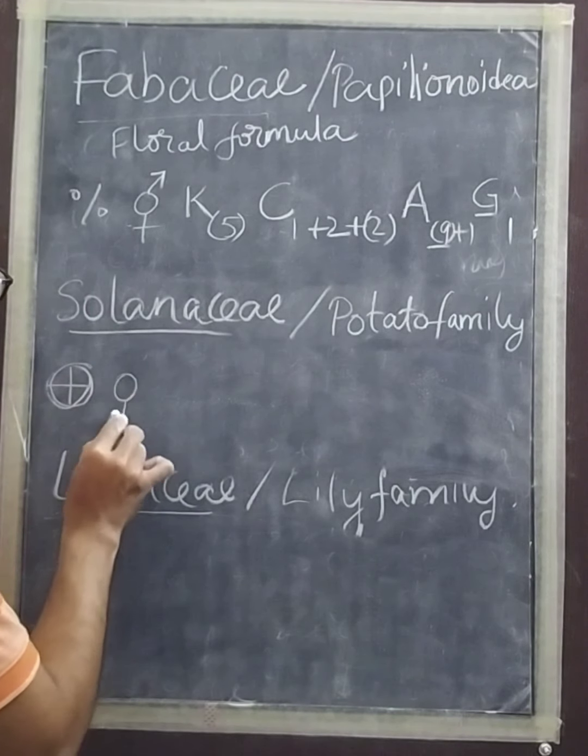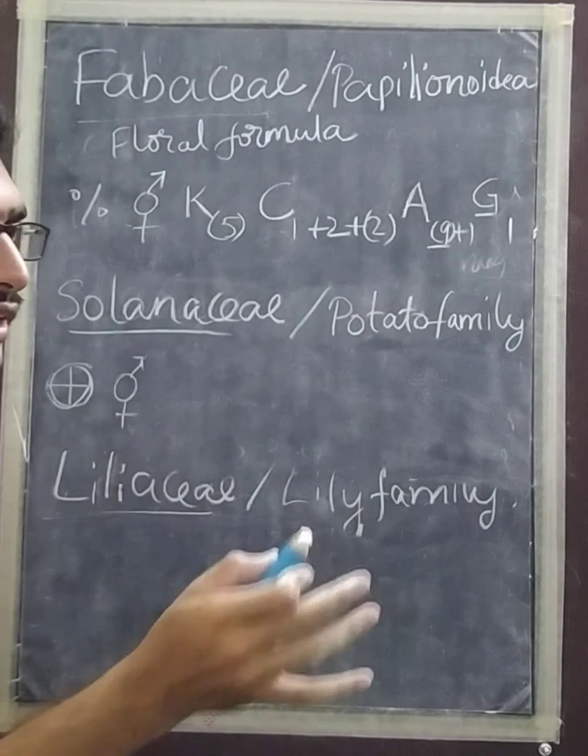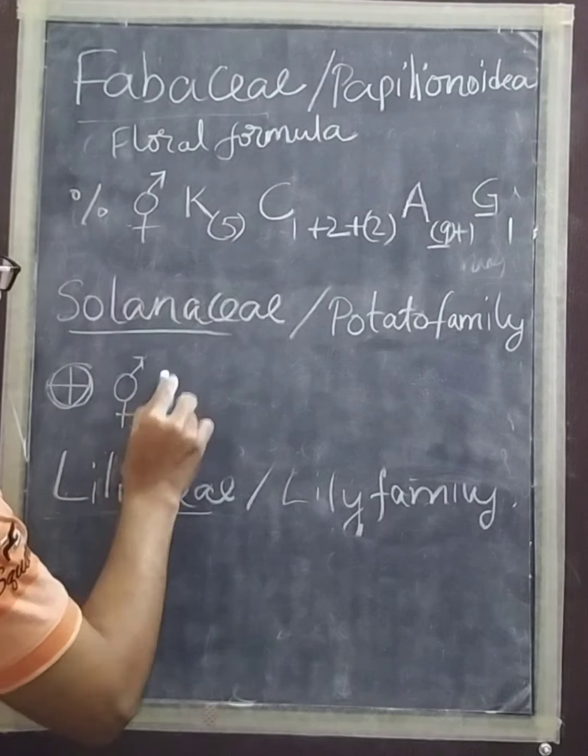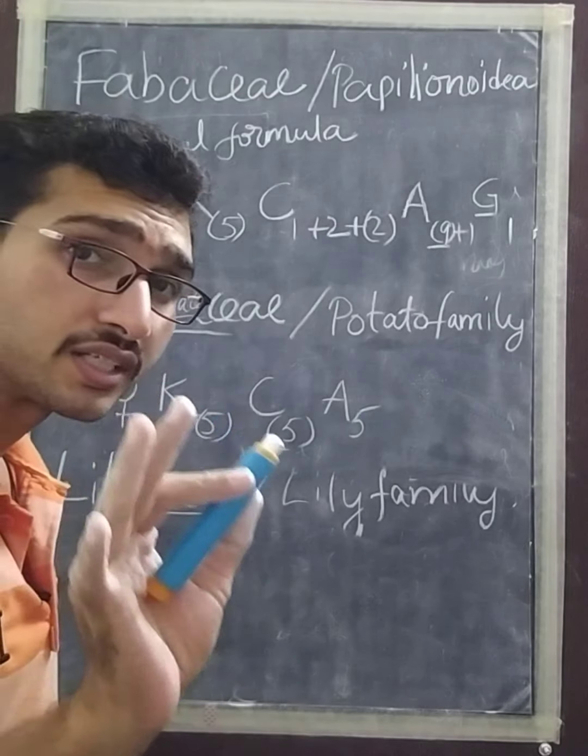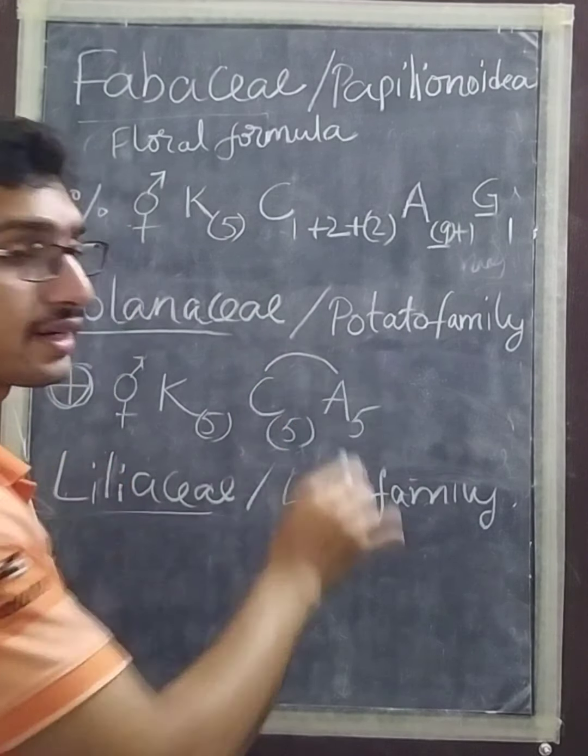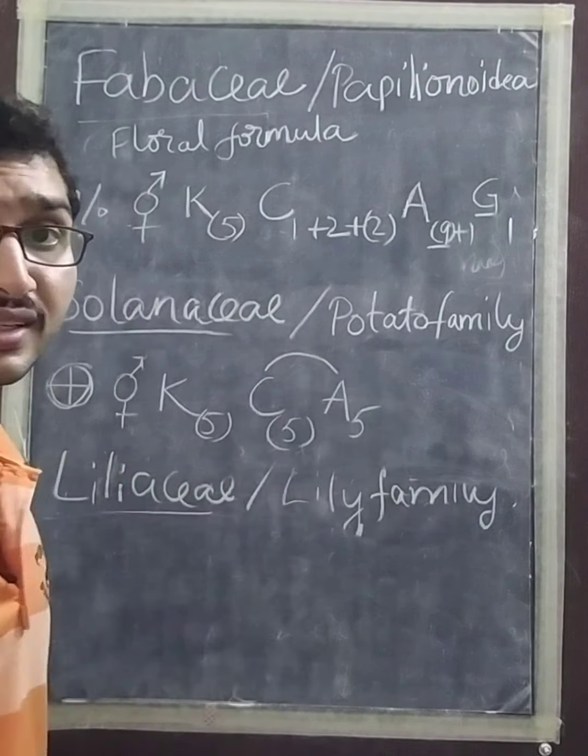Next, these are also bisexual flowers. That means both male and female parts are present in this. Next, calyx. How many calyx it is having means 5 calyx, and these 5 are united. Next, corolla: it is having 5 corolla and these are united. Next, androecium: 5 androecium. But the interesting thing to note here is corolla and androecium are united. That is, epipetalous condition is seen in the family Solanaceae.